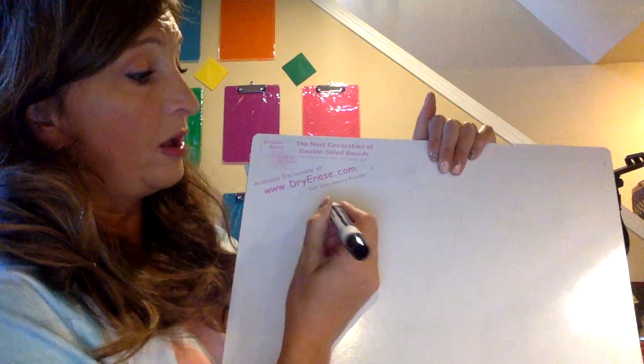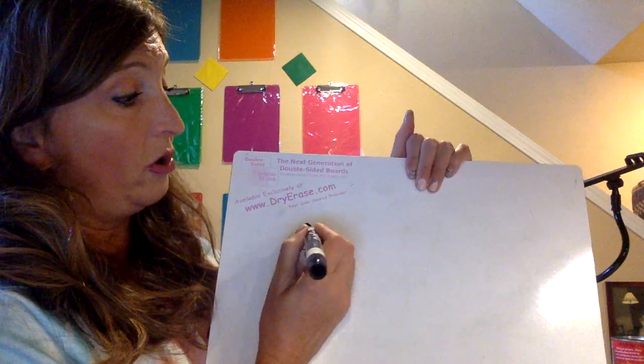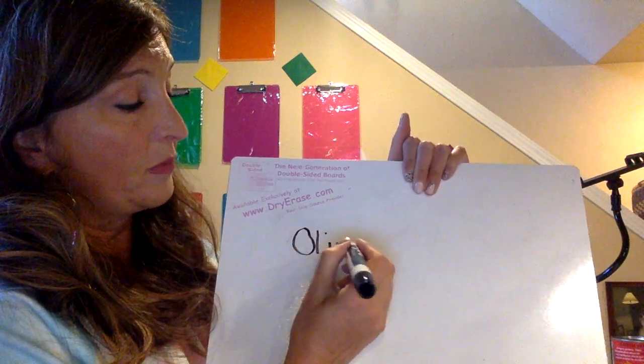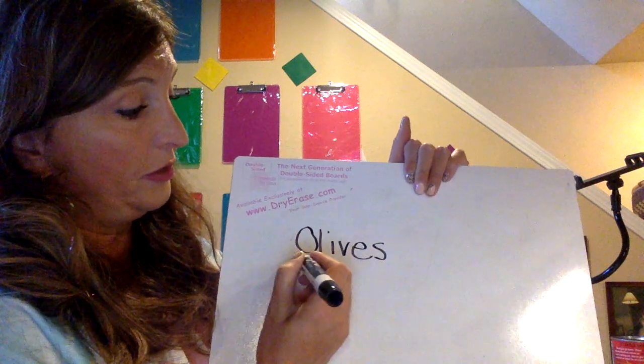Oh, you know what else too? I'm going to write some words. I forgot about brainstorming words. So let's brainstorm some words that begin with the letter O. I'm going to show you the things we've already talked about. I showed you an example of olives. Look, it begins with the letter O.